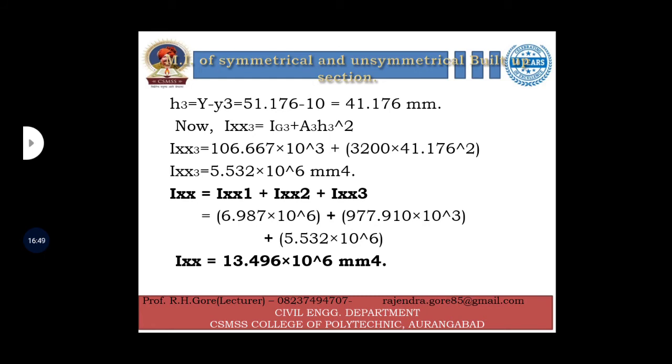So moment of inertia of I section about horizontal centroidal axis is Ixx1 plus Ixx2 plus Ixx3, means moment of inertia of all rectangles, rectangle 1, 2 and 3 about the CG of I section. So summation of these three is 13.496 into 10 to the power 6 power 4. These are the moment of inertia of I section about horizontal centroidal axis.